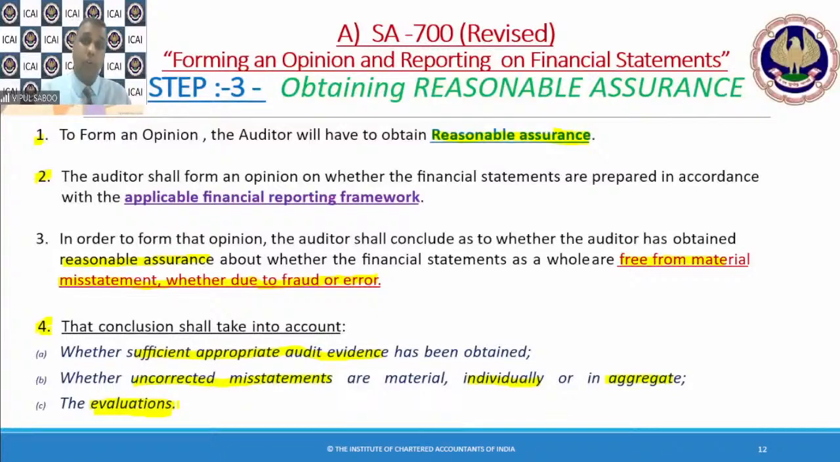What could have been wrong? What was the error or the mistake? What could be avoided? What can be ignored? What cannot be ignored? Everything to be evaluated at the last. That is reasonable assurance.